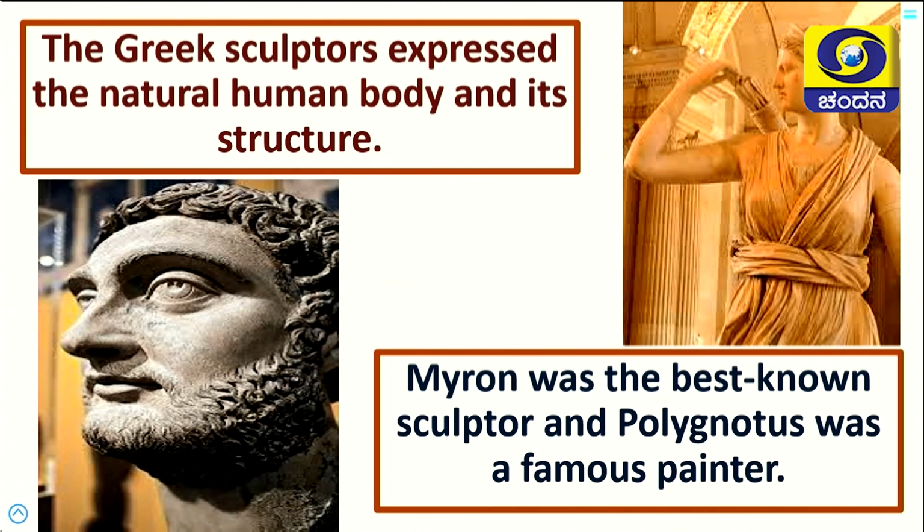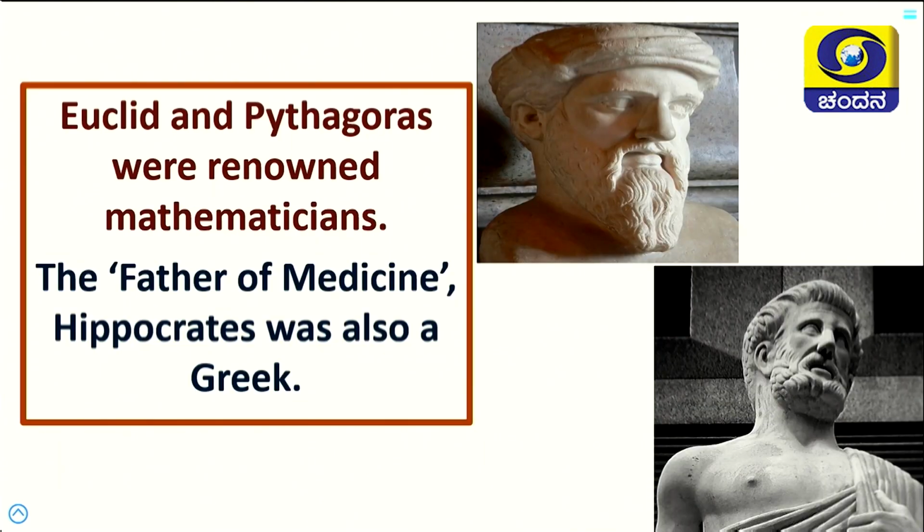Polygnotus was a famous painter. He used to paint very well. Euclid and Pythagoras were renowned mathematicians. See, he is the founder of the Pythagoras theorem. He is known as Pythagoras. He lived in Greece. Hippocrates was the father of medicine.